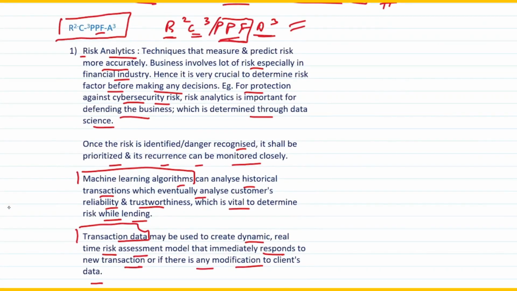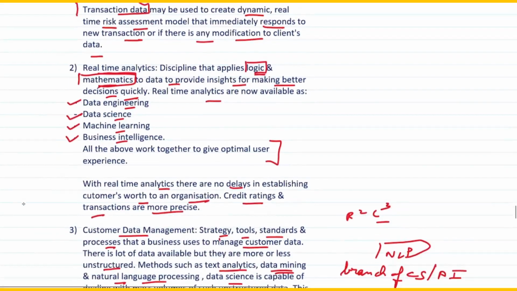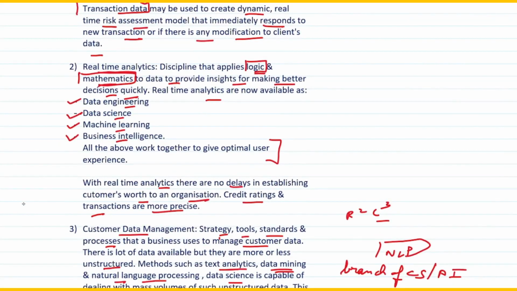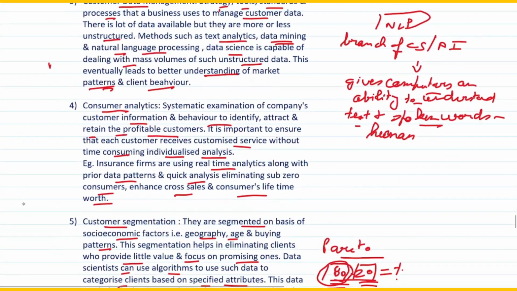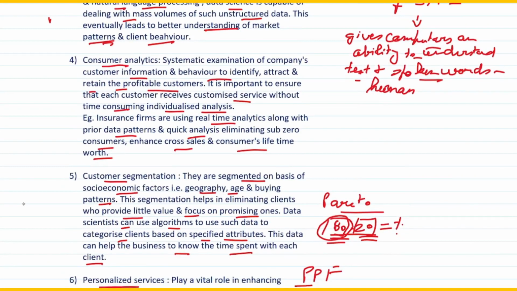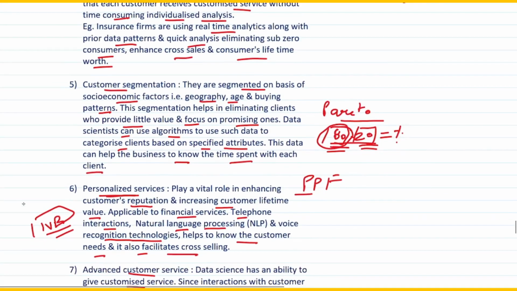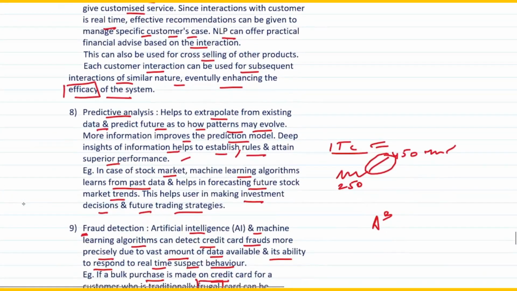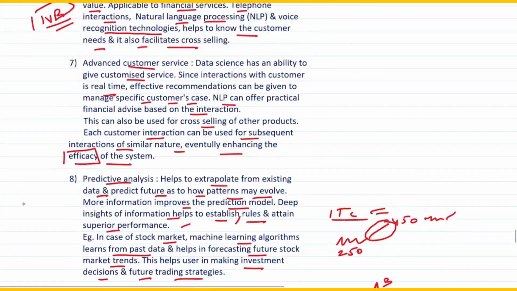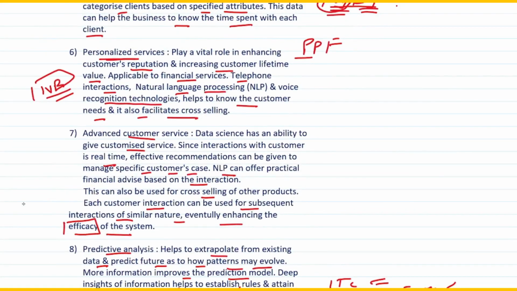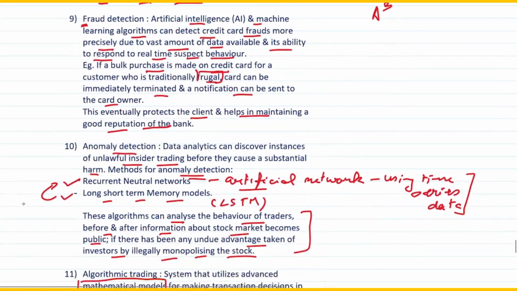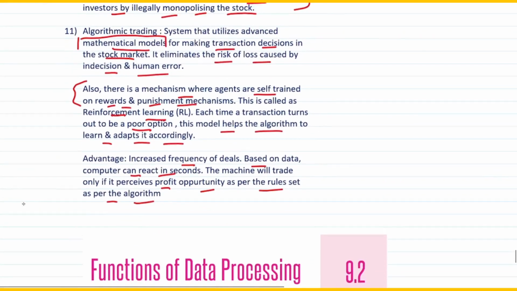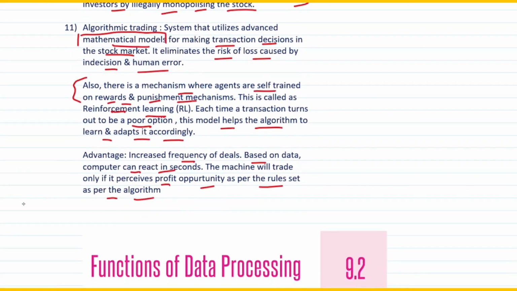R square is what? The first one is risk analytics, and it talks about real-time analytics. Then we talk about C cube. C cube is customer data management, consumer analytics, and customer segmentation, right? Then we talk about PPF. PPF is personalized service, predictive analysis, and fraud detection. And finally, we talk about A cube, that is advanced customer service, anomaly detection, and algorithmic trading, right? So that's all about 9.1, guys.